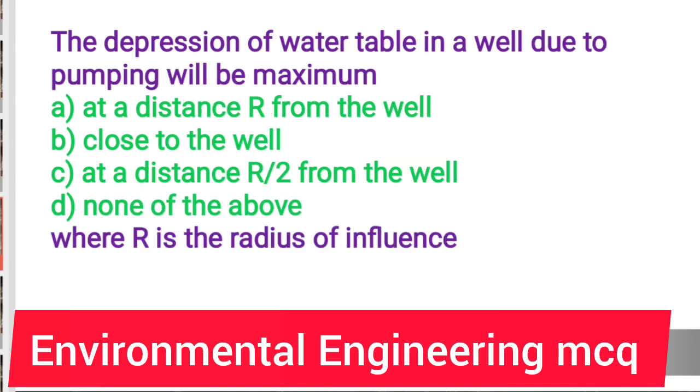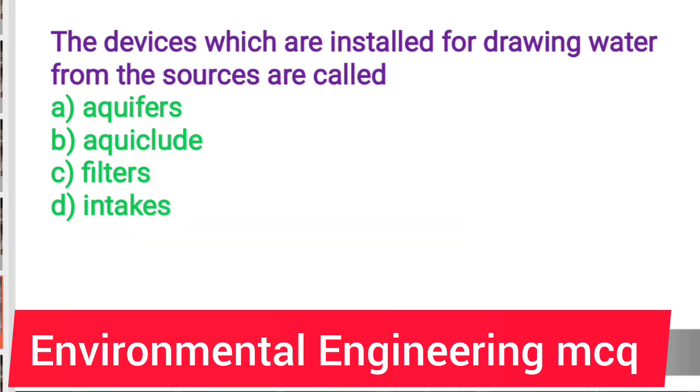The depression of water table in a well due to pumping will be maximum option A at a distance r from the well, option B close to the well, option C at the distance r by 2 from the well, option D none of the above. The correct answer is option B close to the well. Next question, the devices which are installed for drawing water from the sources are called option A aquifers, option B acludes, option C filters, option D intakes. The correct answer is option D intakes.